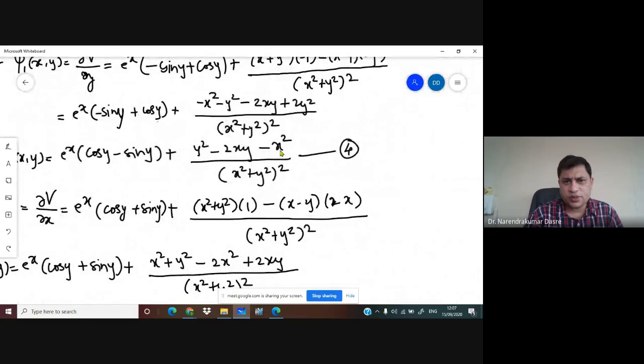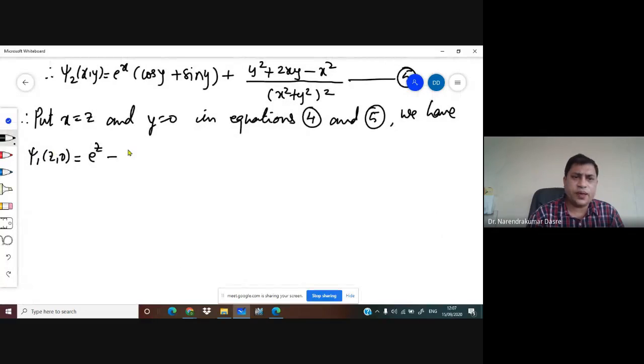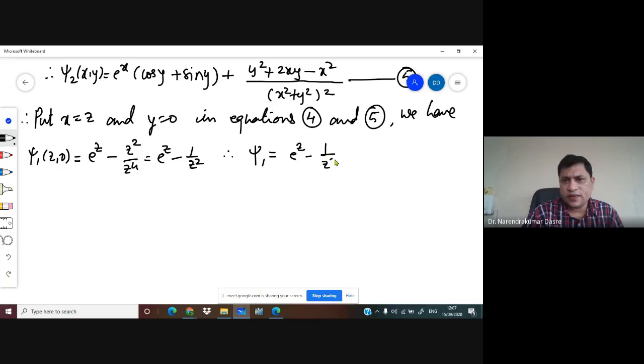See, this term is 0, this term is 0, this is minus z square, and this term is z square plus 0 bracket square, so z raised to 4. So we'll have here, this is going to be minus z square upon z raised to 4. So I can write this as e raised to z minus 1 upon z square. So we got psi 1 is equal to e raised to z minus 1 upon z square.